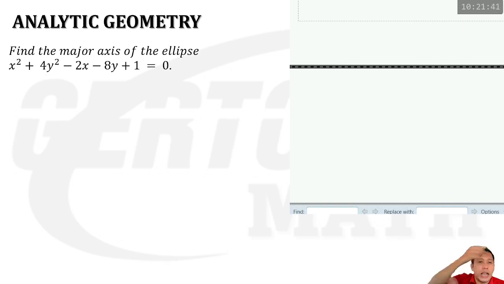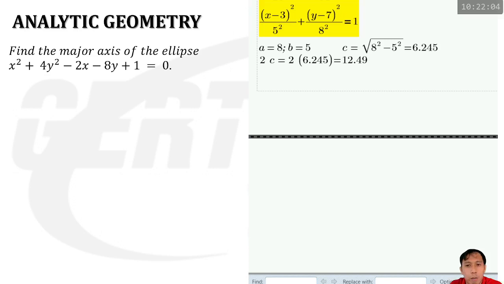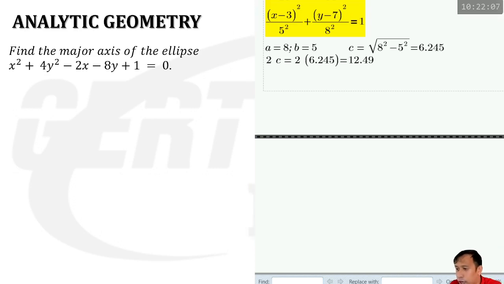Find the major axis of the ellipse. Now, this is a board exam problem. Find the major axis of the ellipse x squared plus 4y squared minus 2x minus 8y plus 1 equal to 0. How would you solve it? We do completing the square, since that is the conventional solution.